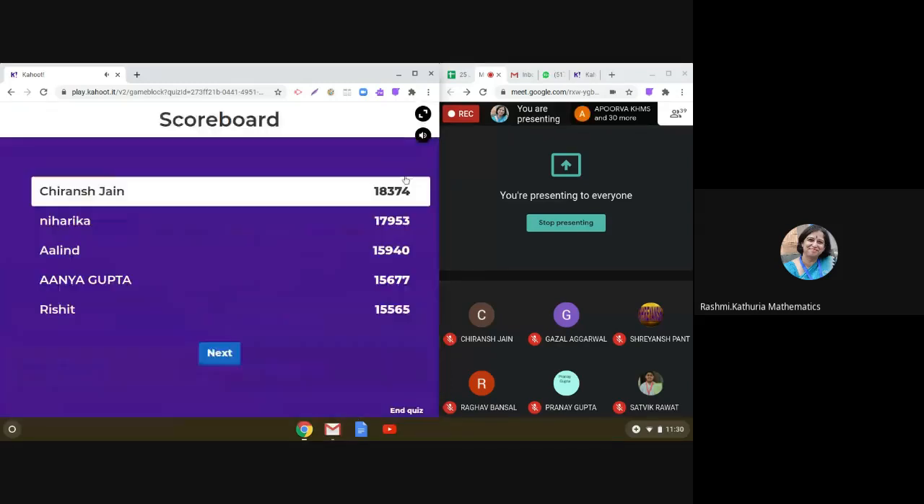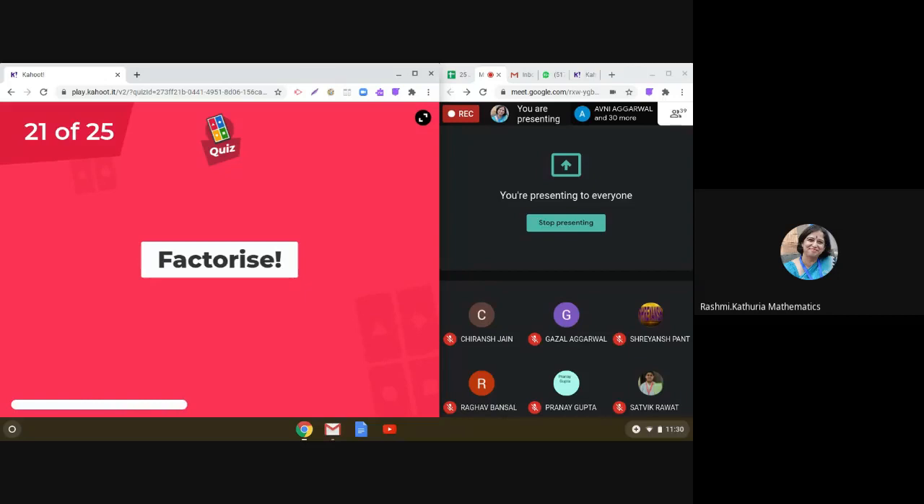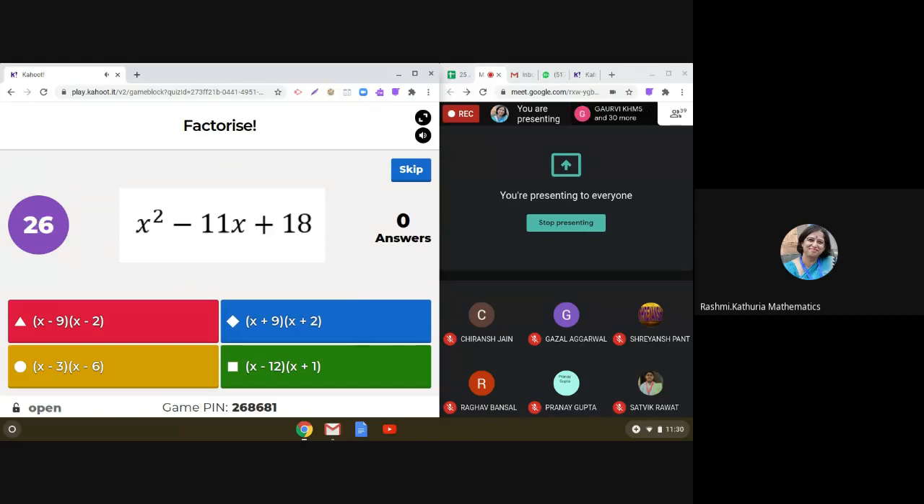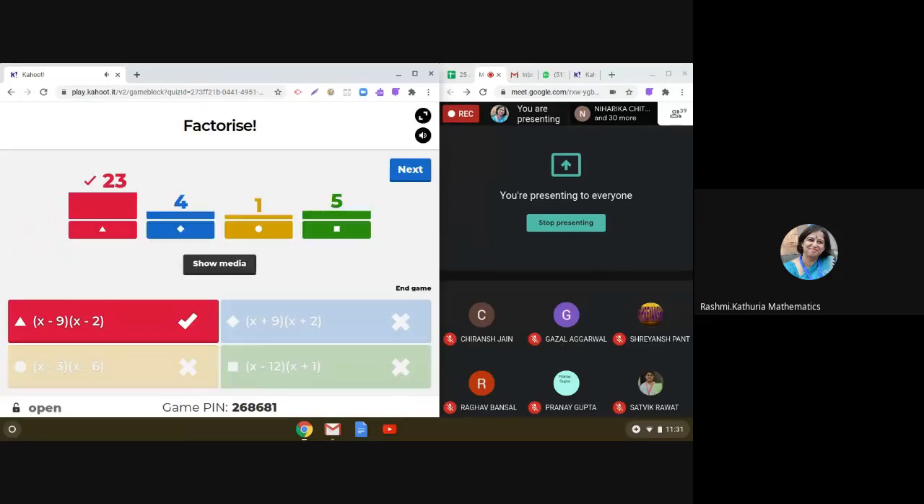Let me go on to the next one. Amazing, amazing. 21 of 25. And the question is factorize x squared minus 11x plus 18. Wonderful. So the answer to this question is x minus 9 into x minus 2.